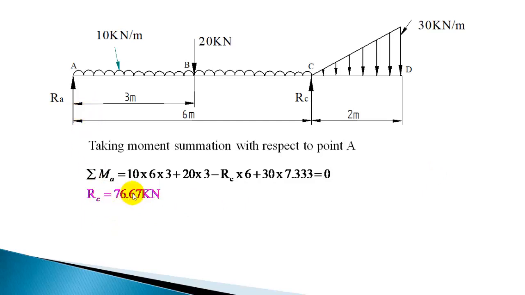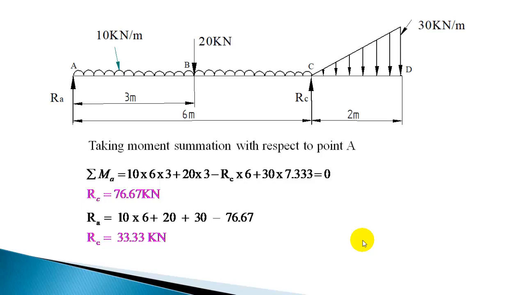Now to find out RA, you can subtract this reaction from the total downward load. Total downward load: UDL is 60, this point load is 20, and this UVL is 30 into 2 by 2, which is 30 kilonewton. So 60 plus 20 plus 30, that will give 110, minus 76.67, which will give 33.33 kilonewton. So RA is 33.33 kilonewton.